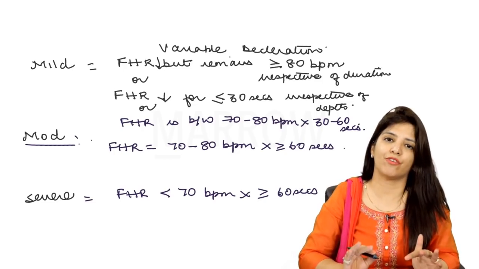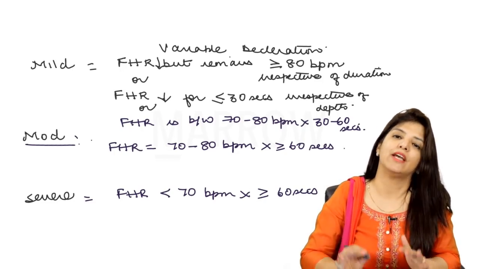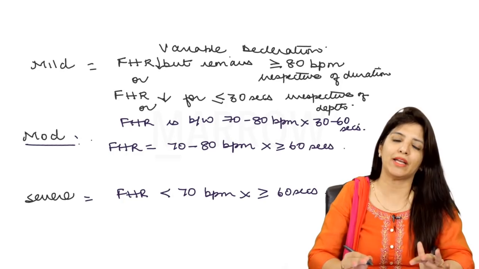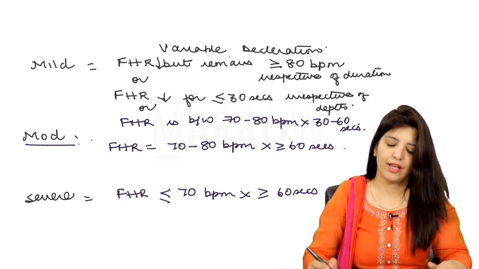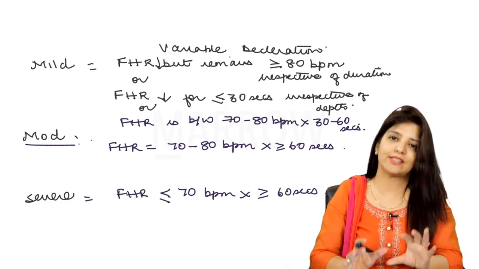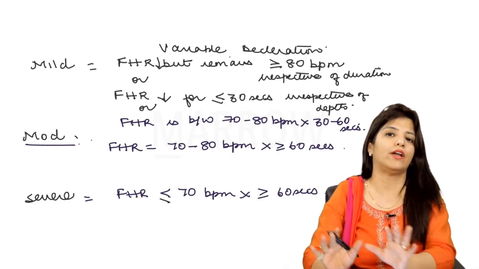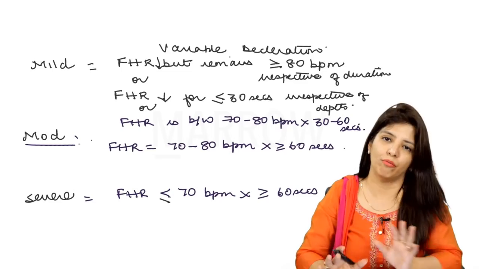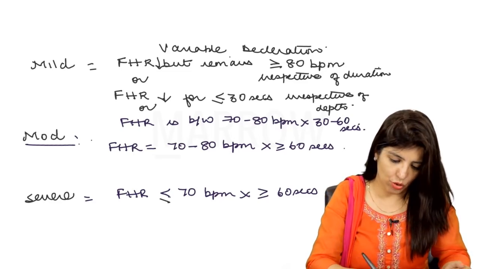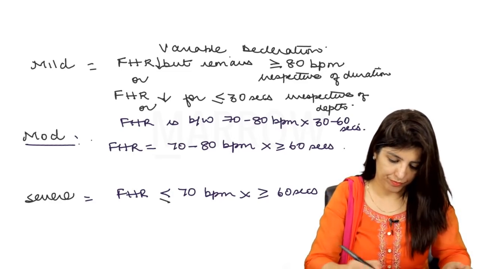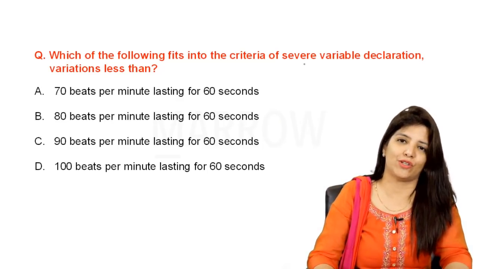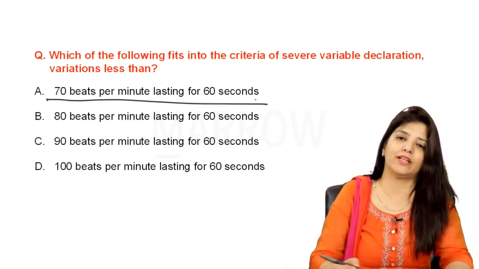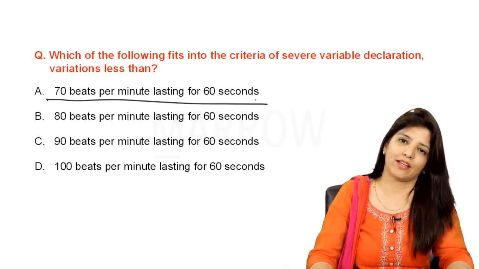As you can see, severe variable deceleration means that fetal heart rate is becoming less than or equal to 70 beats per minute and it will remain less than or equal to 70 beats per minute for 60 seconds or more. Right? So now let's go back to the question. Which of the following fits into the criteria of severe variable deceleration? 70 beats per minute lasting for 60 seconds.